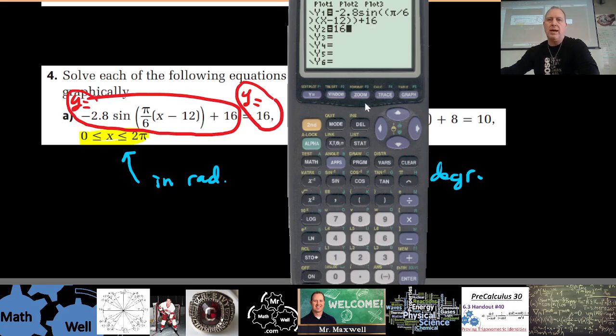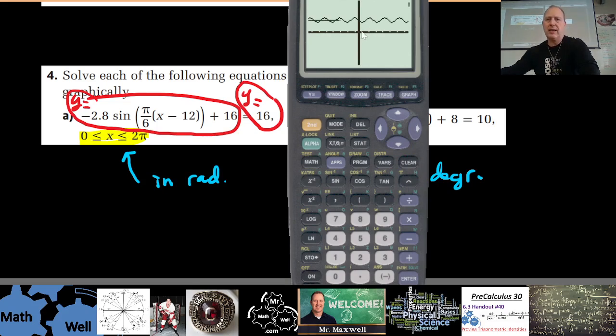Now your zoom may be way off from a previous question, so I suggest you hit zoom 6 and then we'll go from there. We're going to have to make some adjustments. Zoom 6, nothing shows up? Okay, you could zoom out if you want. That's a good first step. Zoom out, and then, oh, here we go. We've got some lines coming. That's great.